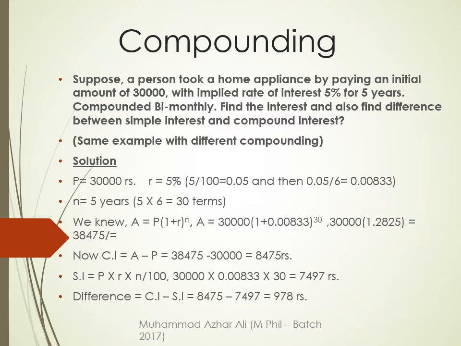So what we determine by putting it in the formula, the amount will be 38,475 rupees, and the compound interest will be 8,475 rupees. Okay, now the simple interest is estimated as 7,497 rupees, and the difference is 978 rupees. So this is a compounding example that I have given you with the different compoundings.